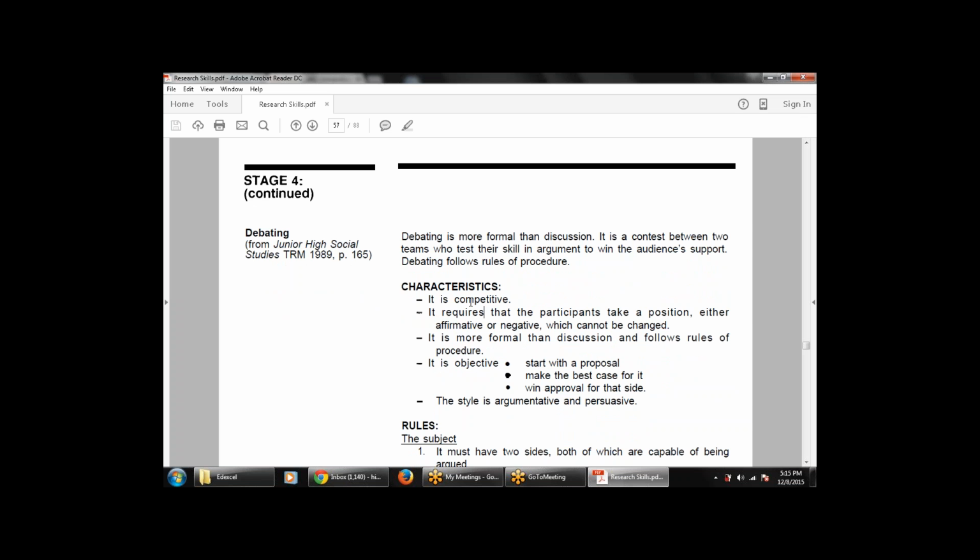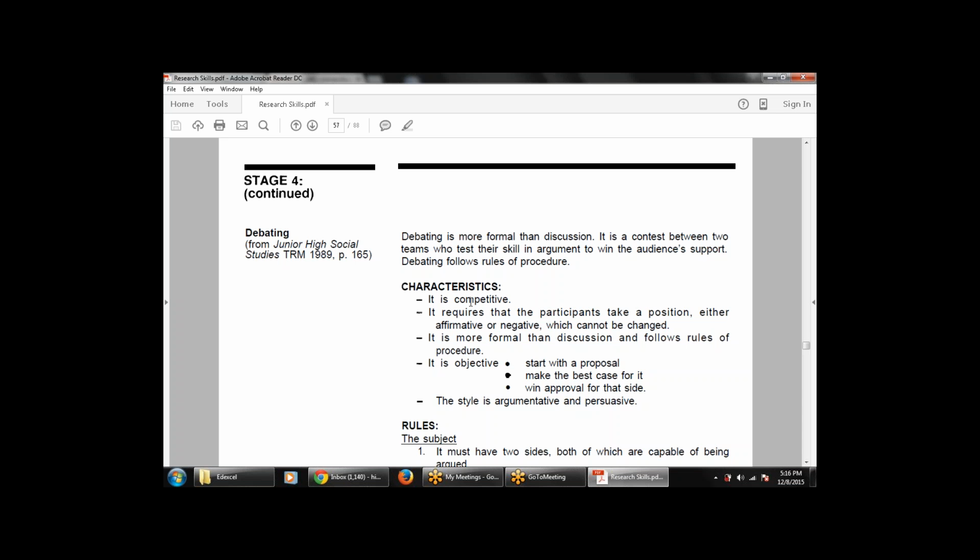So first, it is competitive. Competition must take place when debating takes place, because debating means whatever rule you follow, that is debating. So it is very competitive in nature.